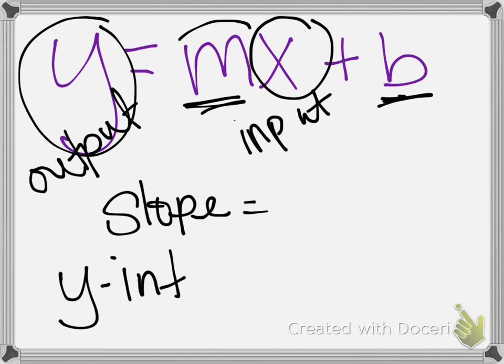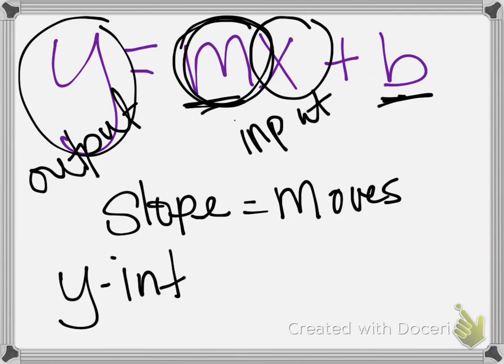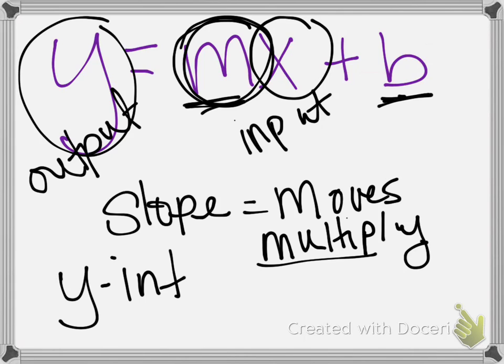The letter m, this is my slope. This is how my line moves. It's also what I am multiplying by my x to help me with my equation. So I'm going to be multiplying and I'm going to be moving, okay?